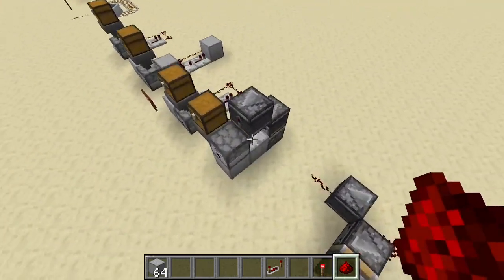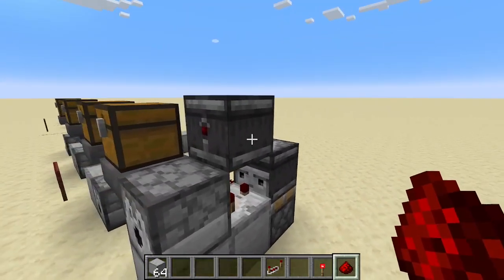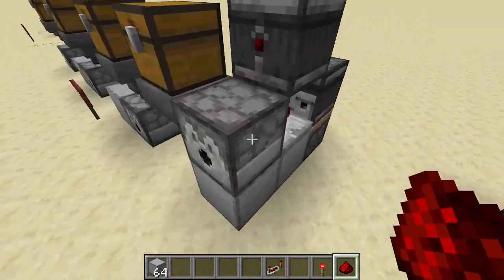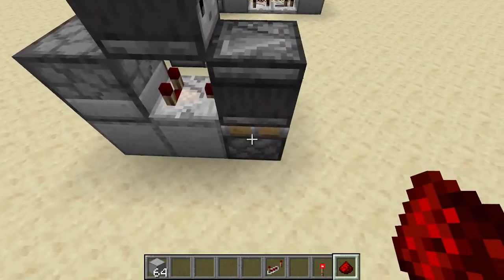And this one here is a little bit more complicated. So we got observer facing this way, observer facing this way, comparator coming out of the dispenser, and this piston here is a sticky piston.